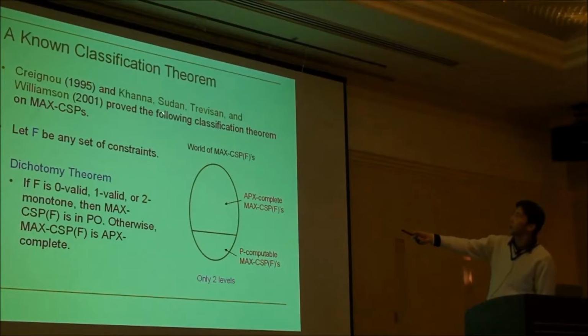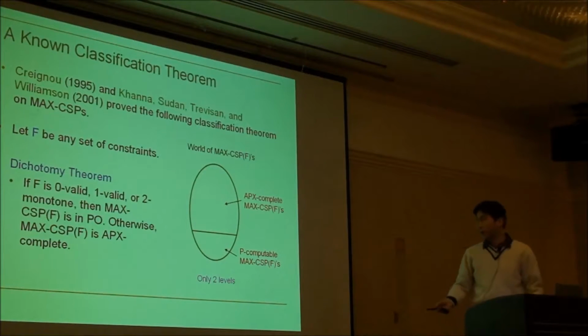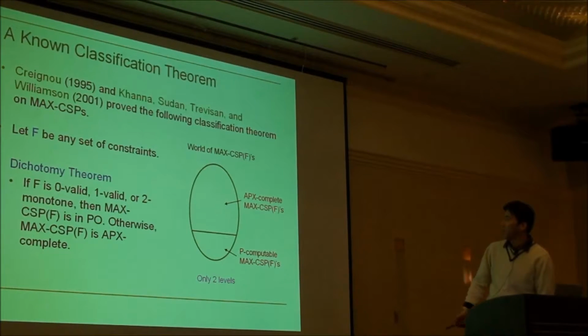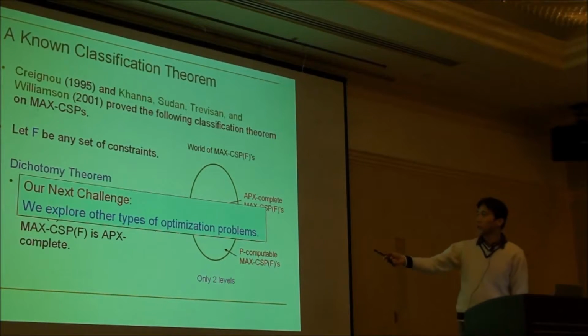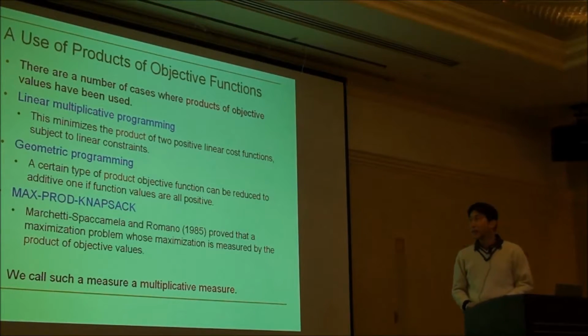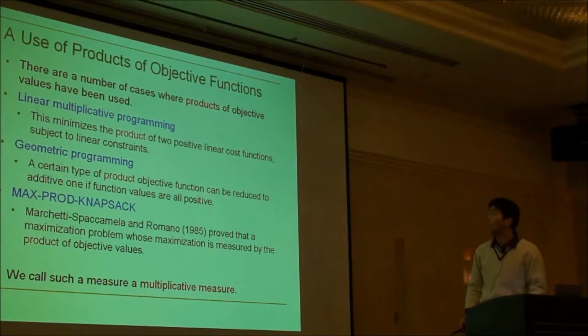Creignou, Khanna, Sudan, Trevisan, and Williamson showed a very nice dichotomy theorem, which says that all max CSPs can be classified into only two categories: polynomial-time solvable max CSPs, or APX-complete max CSPs. Next, our challenge is to explore other types of optimization problems. If you look at the past literature, there are a number of papers that talk about products of objective values instead of the summation of objective values.